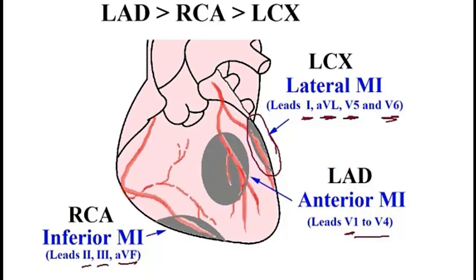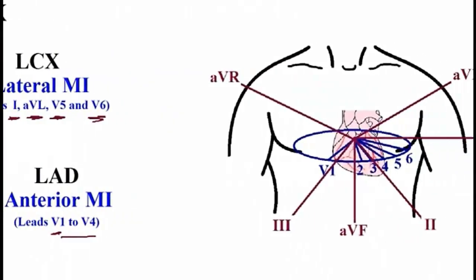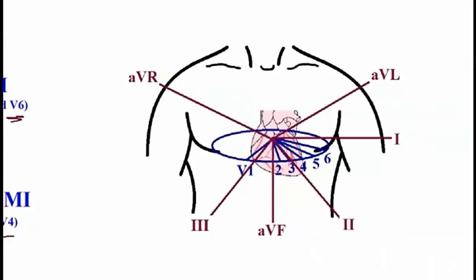Now, the way you can always remember how each of these vessels is associated with the ST elevation in different leads is if you know the arrangement of the EKG leads. So here we have the direction of the EKG leads.